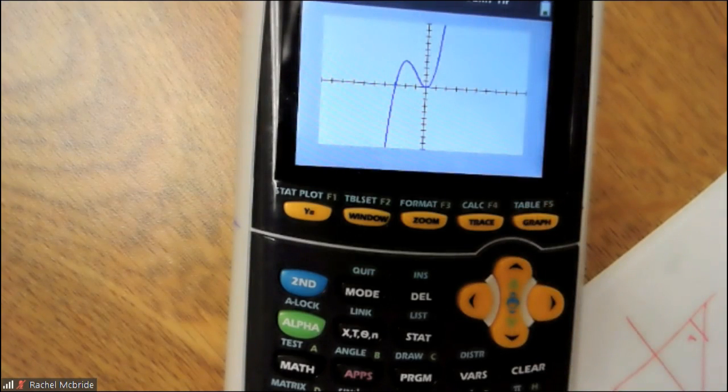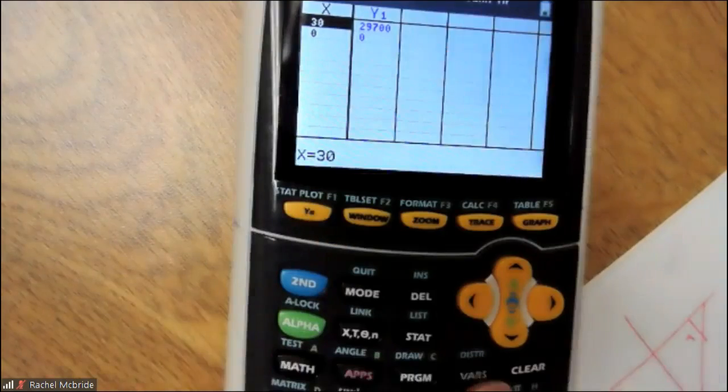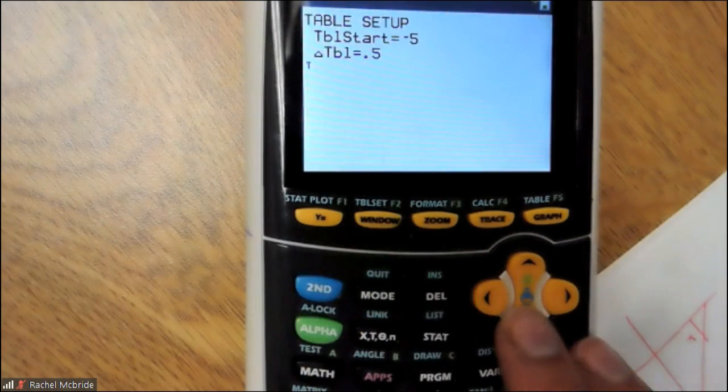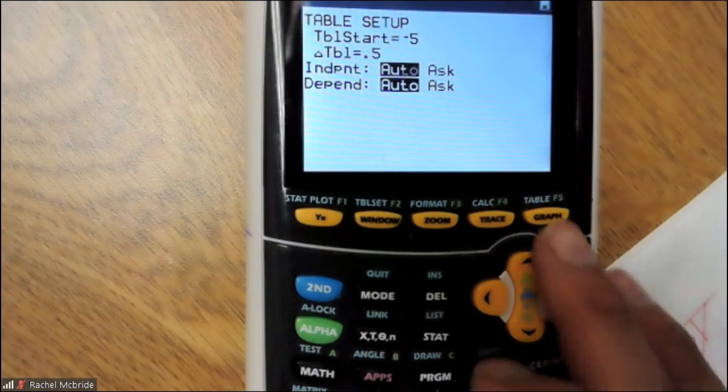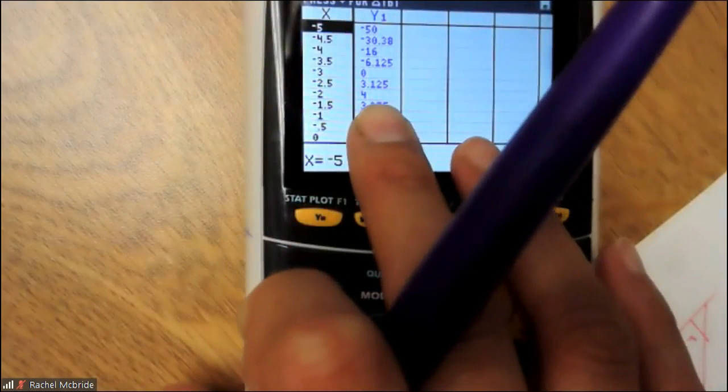To fill in the table, you could just go second table. And again, my table on my calculator is a little empty because I have mine in ask. Your table might be set to auto. So if you go to your table, it'll automatically fill in numbers and you can fill in your table.